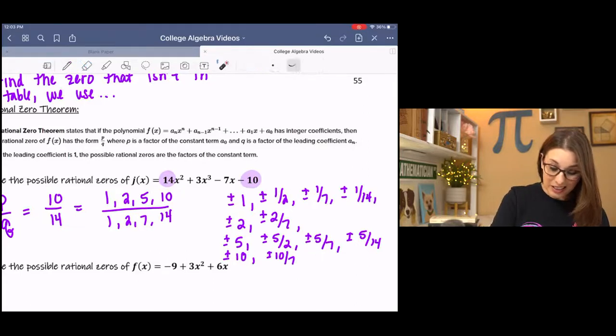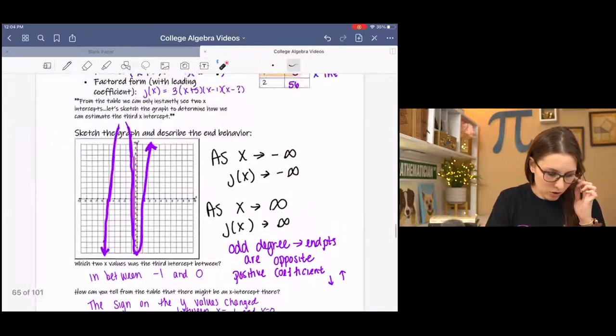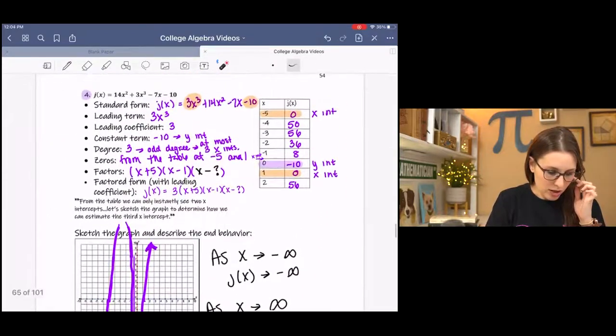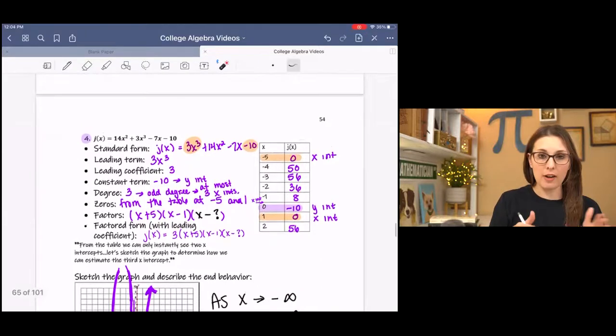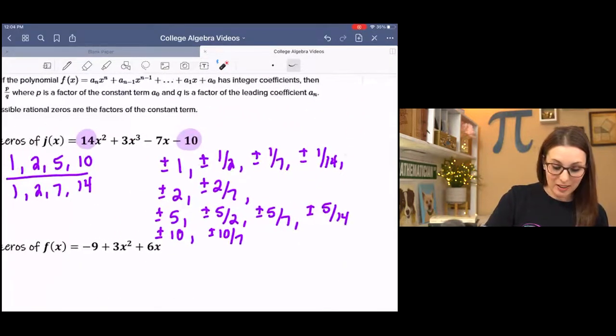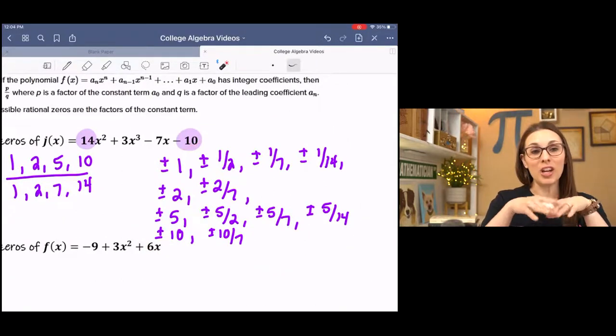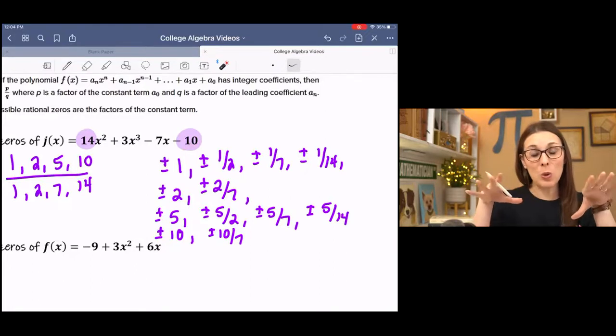We got a lot of possibilities. I think this was the same function up here. Yeah, we know that -5 and +1 are already zeros, so we just need one more. And the possibilities are these values. What we would do is go through and check every single value, which is quite a process, but not impossible, kind of fun.